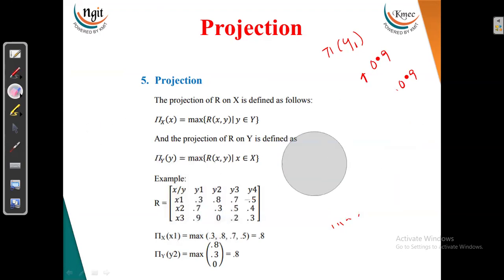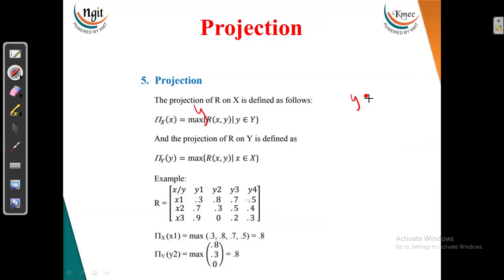Okay, I want to work on the second one, y2. Suppose I take the projection of y2. What are the values? 0.8, 0.3, 0.0. So what is the max here? 0.8. Done. So these are the projection values. There will be two projections, one in the x direction and one in the y direction. So this is related to projection.